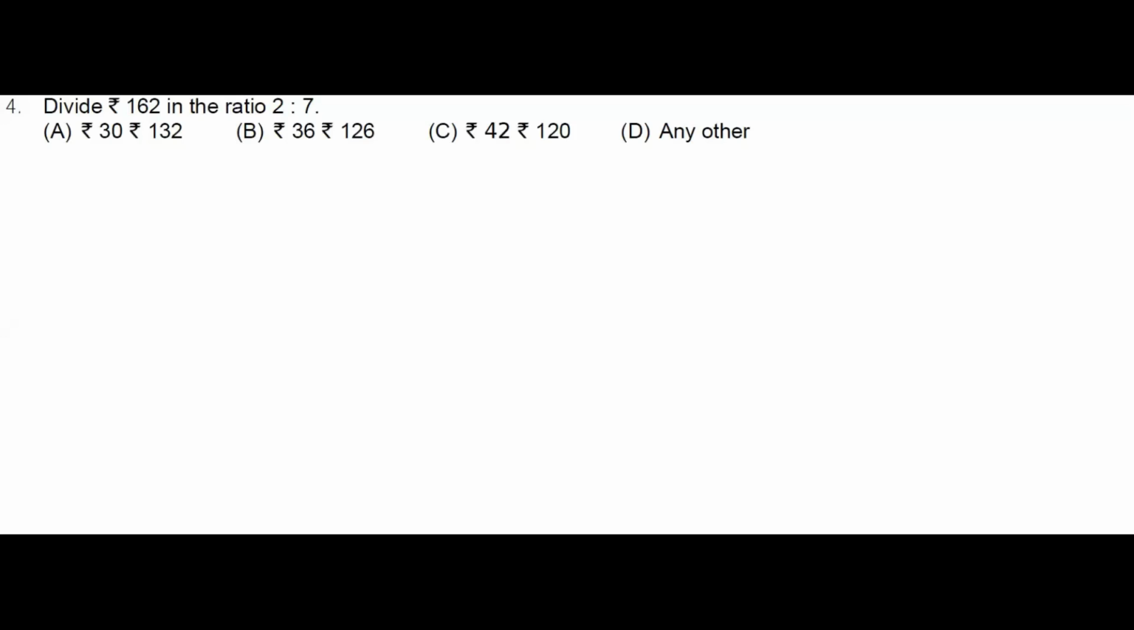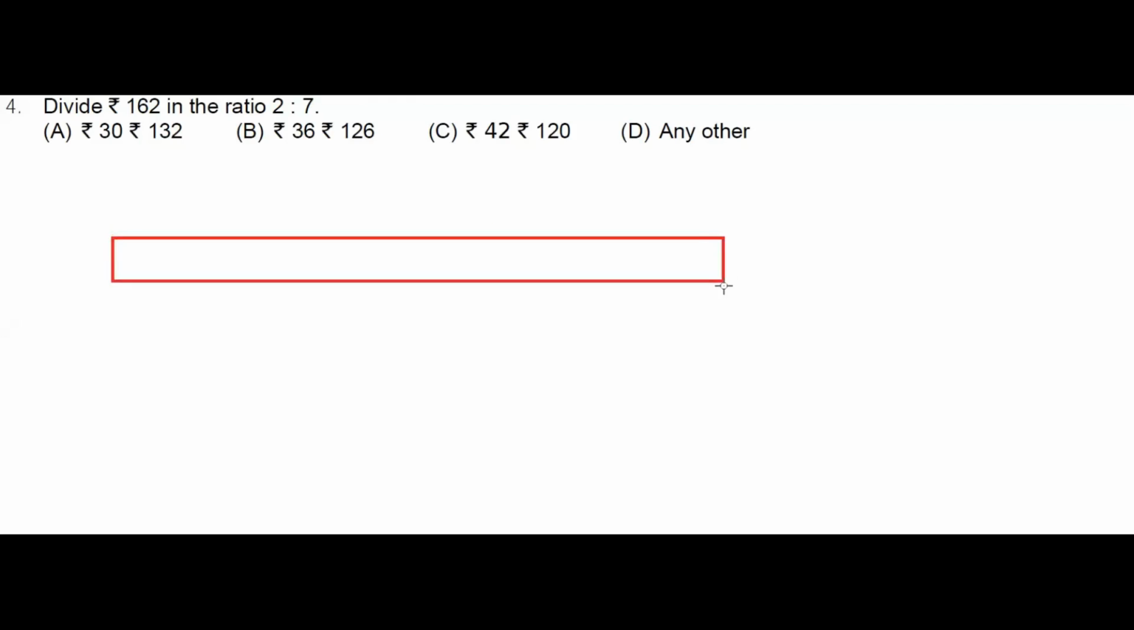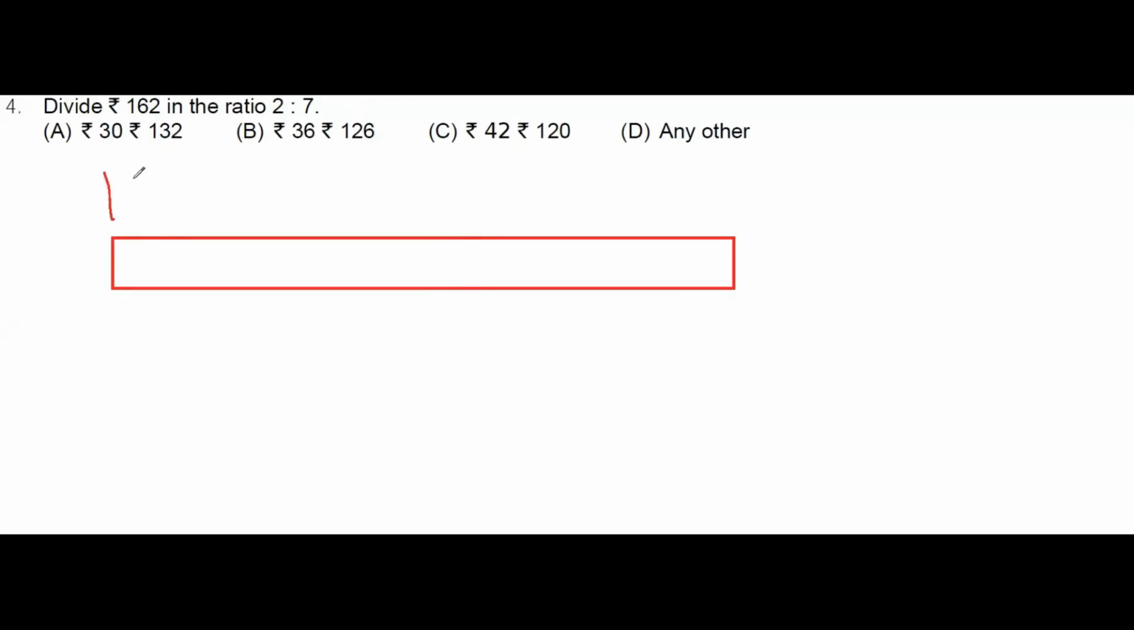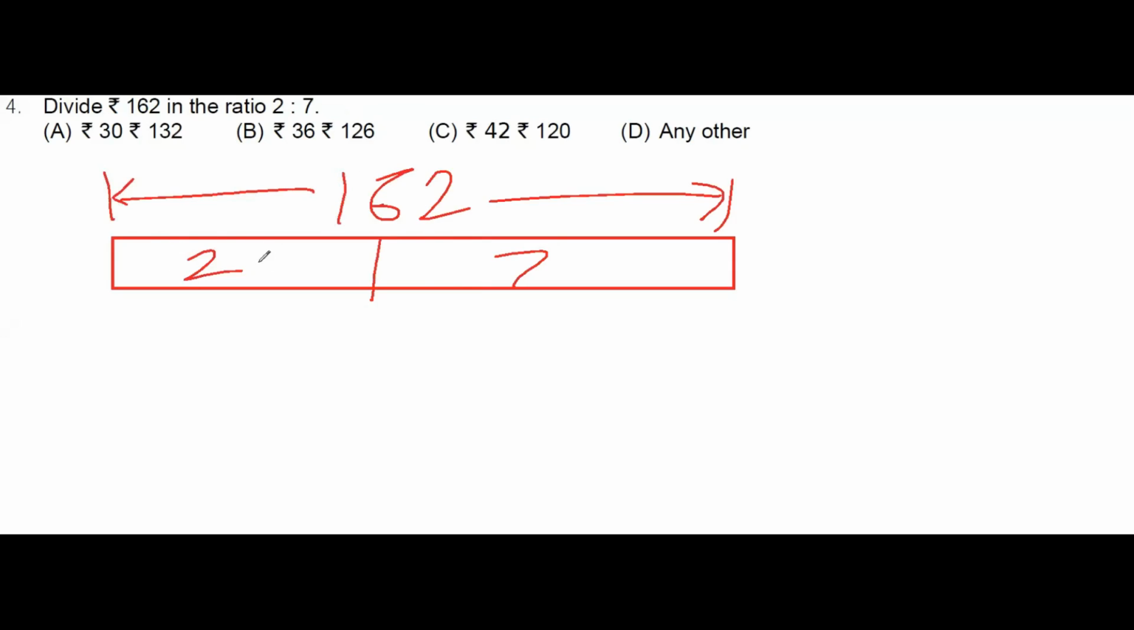Now next question number 4. It says divide 162 in the ratio 3 is to 7. So what I'll do, I will make like this. From here to here it is 162, and I'm dividing this into 2:7. So let me have a common multiple, that is x and x. So I can write 2x plus 7x is equal to 162.